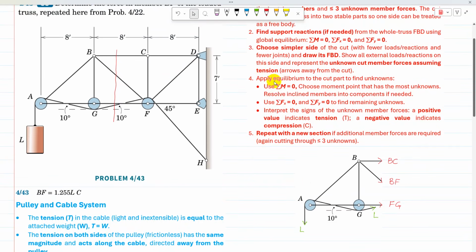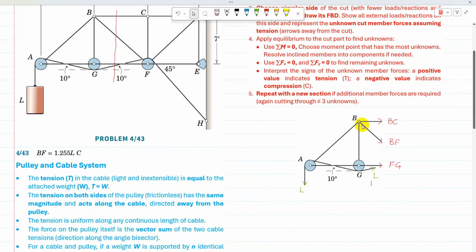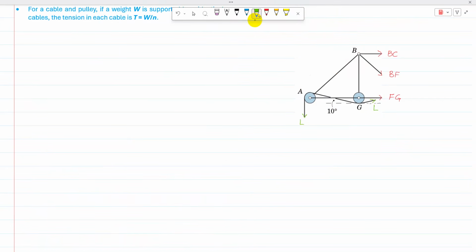Next, we need to apply the conditions of equilibrium to the cut part to find the unknowns. In this one, the only unknown required is BF, so we don't have to go for all three unknowns, and we need to apply a strategy to find BF in a simple way. To apply the conditions of equilibrium, we need to resolve inclined members into their components. BF has two components: one acting vertically downward, BFY, and the other component of BF is BFX.